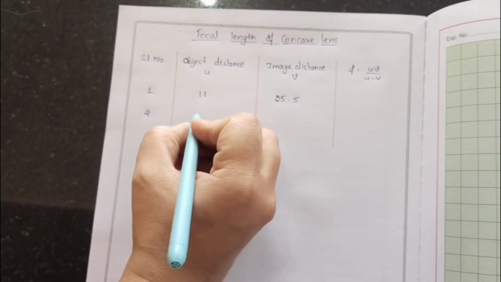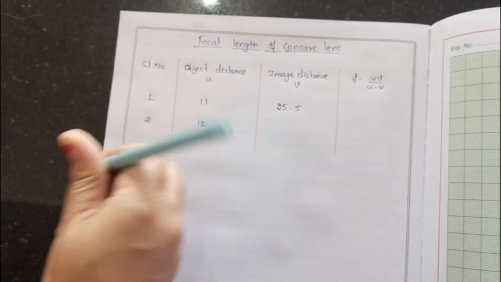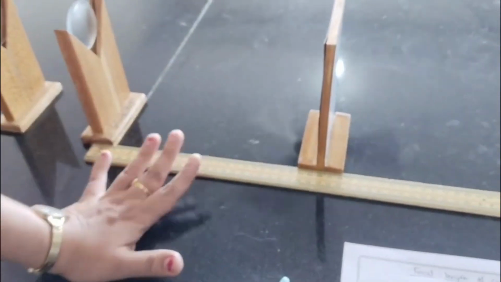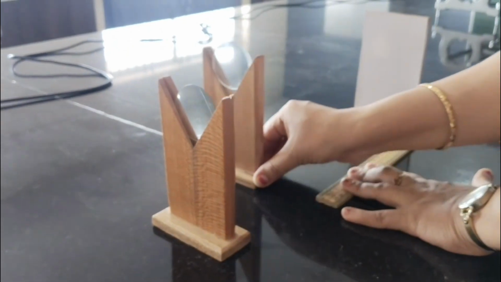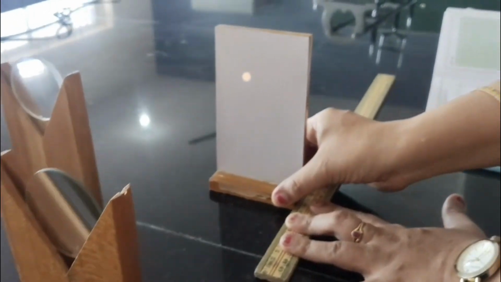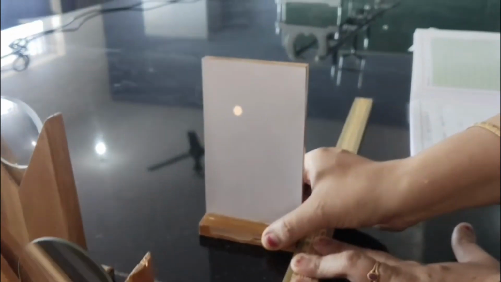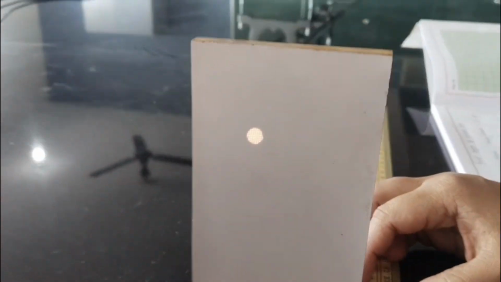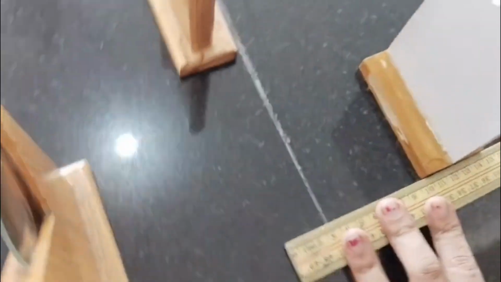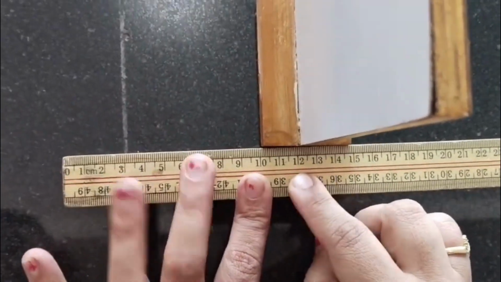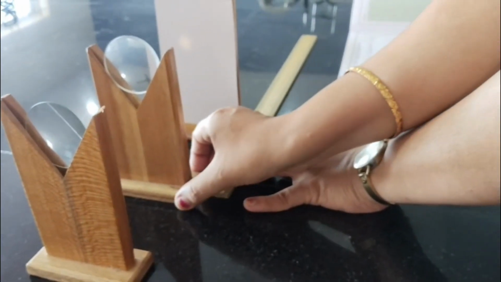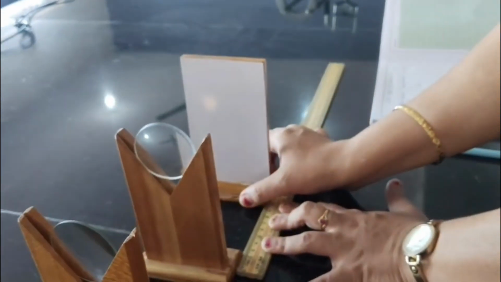Now let's come to the second reading. Now you have to keep the object at 12 centimeter. So for that, no need to move the scale here. Just move this and come back to the initial state, that is the real image. Now initially it was at 11 centimeter, just move the scale to 12 centimeter here. I am moving the scale to 12 centimeter like this. Now again the same procedure, bring the concave lens stand at 0 and move the screen back.